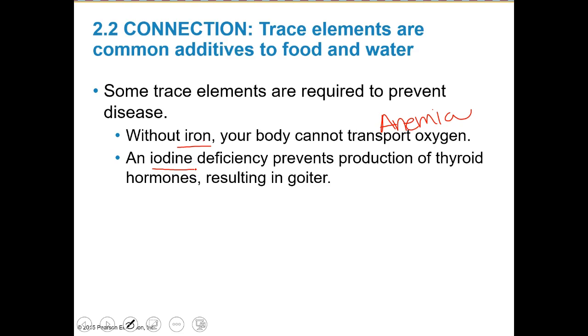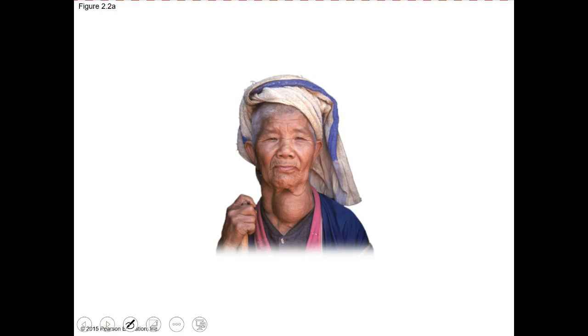Iodine deficiency prevents production of thyroid hormones, and it results in a condition called goiter, where a mass develops at the thyroid because we're not getting the proper hormones made.